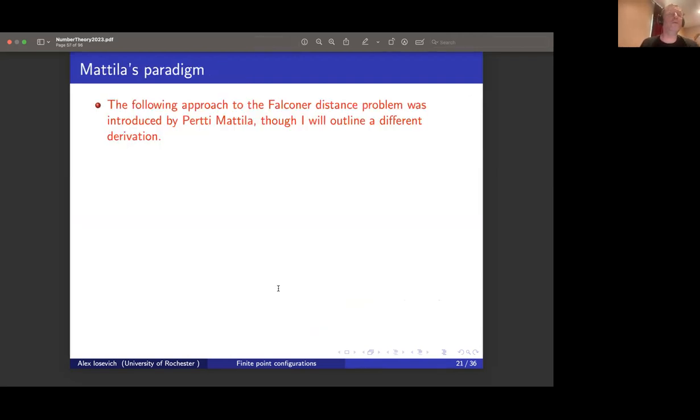And so going back to the distance problems and point configuration problems, much of the work, at least as an initial setup, uses the following setup introduced by Pertti Mattila. There's a certain integral that I'm going to show you in a moment that I used to call the Mattila integral until Pertti Mattila told me not to do that. So instead I'm calling this the Mattila paradigm.